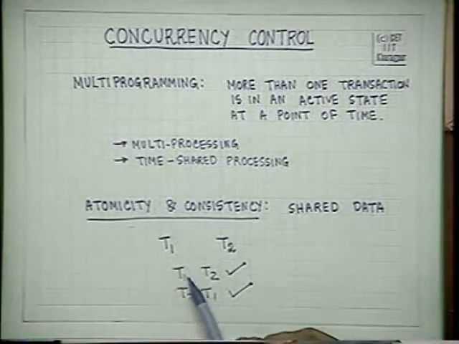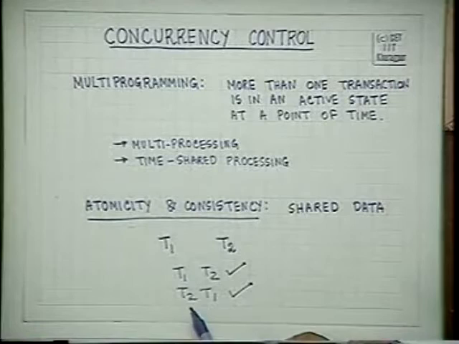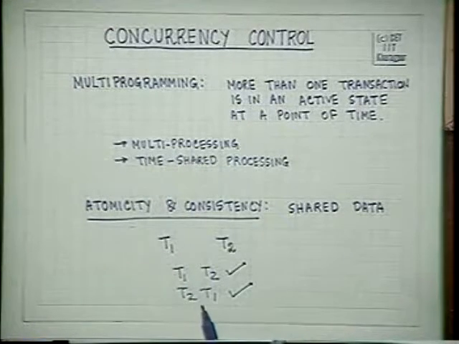And some of their interleavings are also correct. For example, if they do not share any data, then any sort of interleaving is okay. But if they do share data, we will see that all sorts of interleavings are not okay.